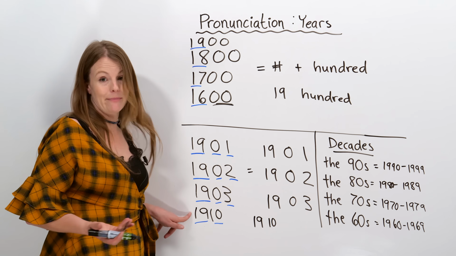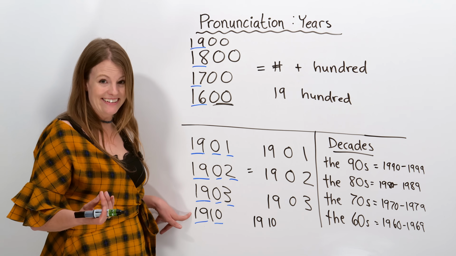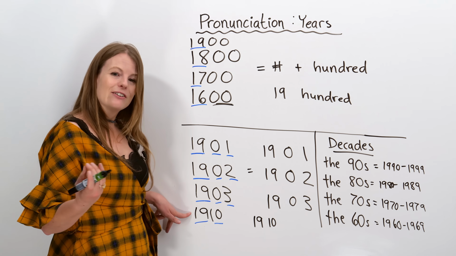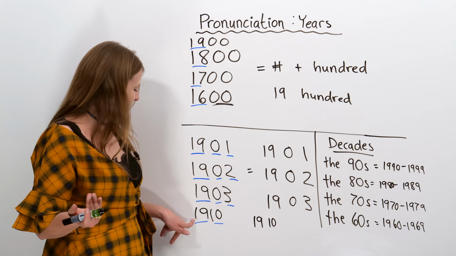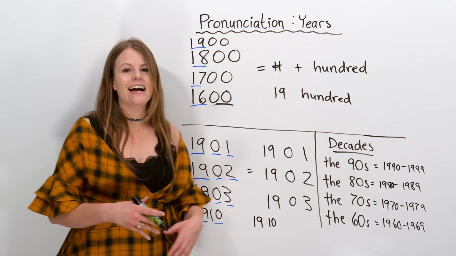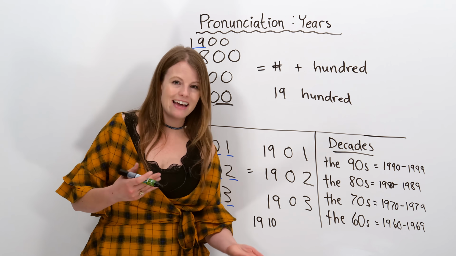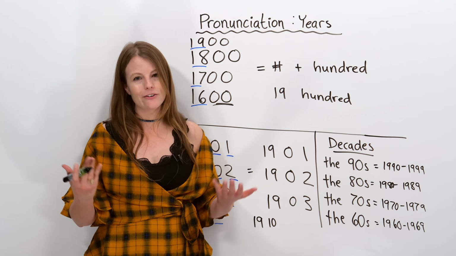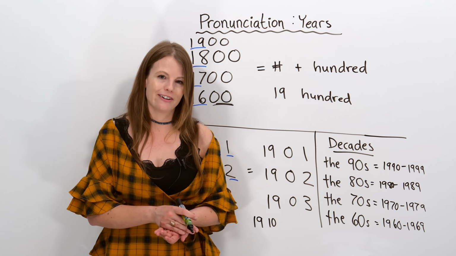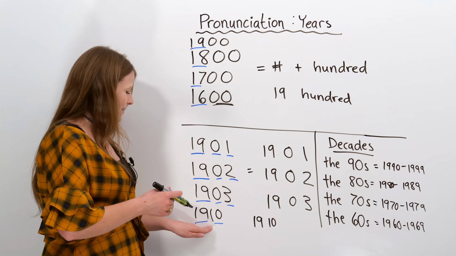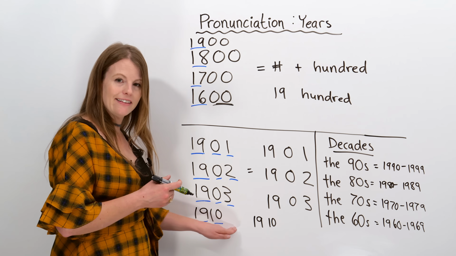And then we get to this number. Can you guess what this one is? It's like 2010. We say 1910. And after that, it's nice and easy. We have 1911, 1912, and it follows those rules I mentioned earlier, where we have this part of the number, and then we say this part of the number.